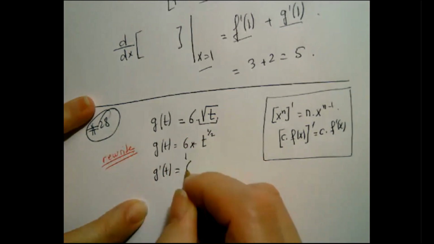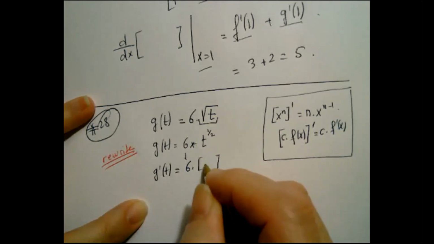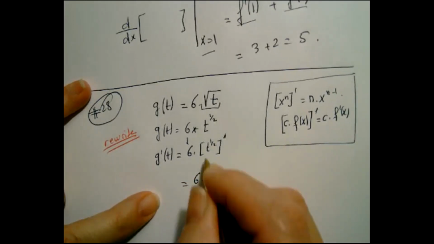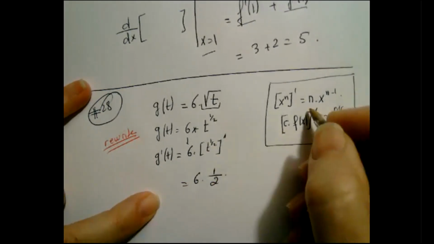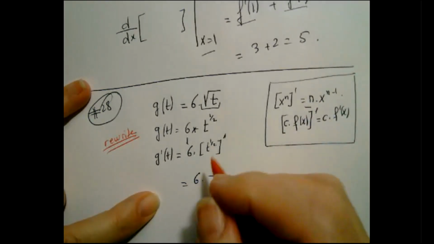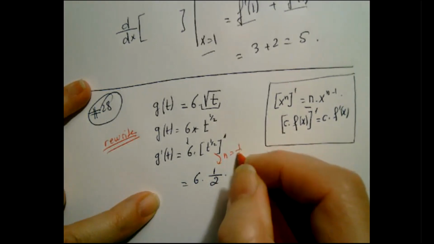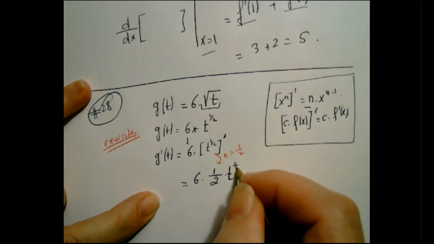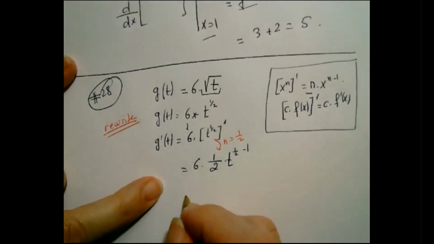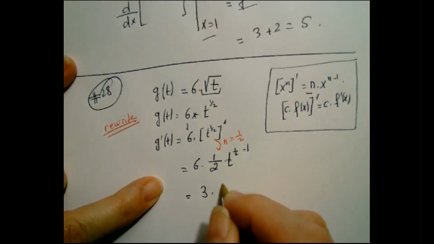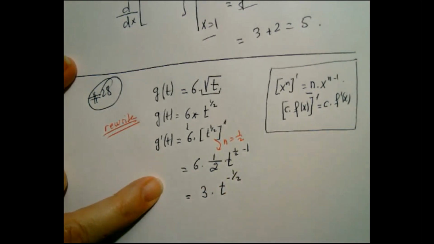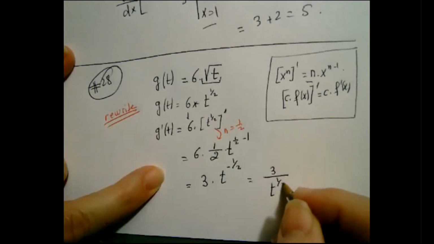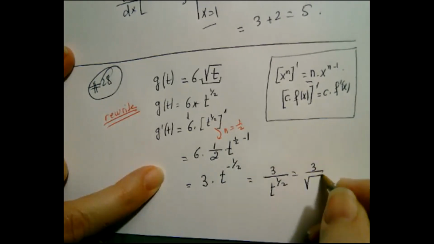Basically the constant, you drop it, and then you find the derivative of that. So this is equal to 6 times the derivative of this, which is a half, that's the n. So from here to here, my n is a half, times t, my variable, to the power n minus 1. So this would give me 6 times a half is a 3, t to the minus a half. In other words, 3 over t to the half, which means 3 over the square root of t.